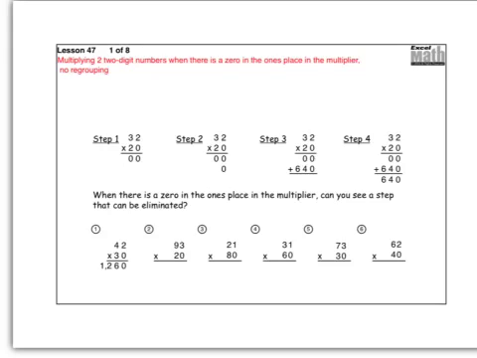Today we're going to be learning about multiplying two-digit numbers where there is a 0 in the ones place of the multiplier, but there's going to be no regrouping on these, so they're going to be pretty simple problems.